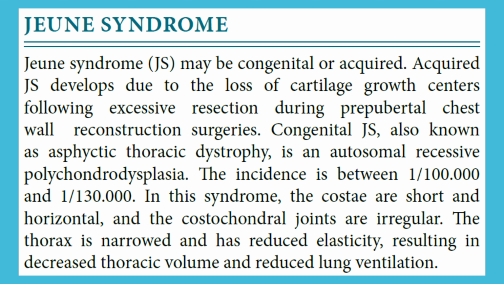The incidence is between 1/100,000 and 1/130,000. In this syndrome, the costae are short and horizontal, and the costochondral joints are irregular. The thorax is narrowed and has reduced elasticity, resulting in decreased thoracic volume and reduced lung ventilation.